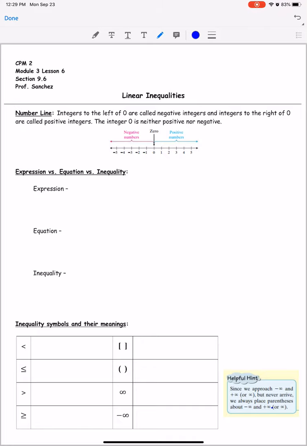So let's go into some definitions real quick. We haven't talked about an expression in a really long time. Hopefully it's been ingrained in you that an expression has no equal sign. For example, something like 3x plus 4.